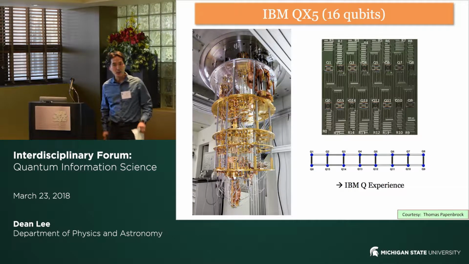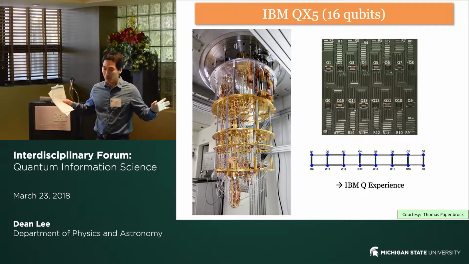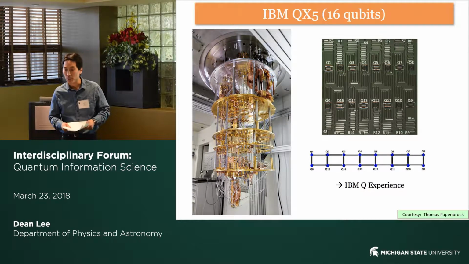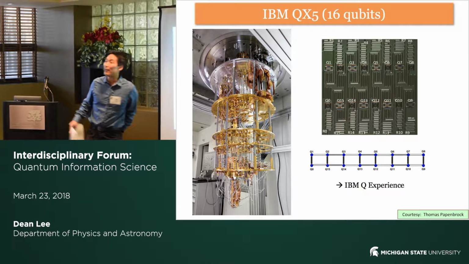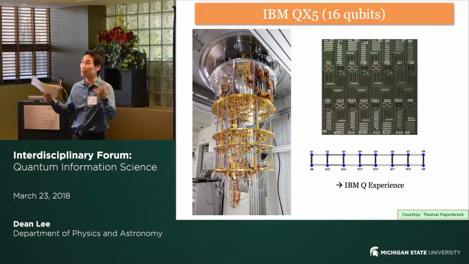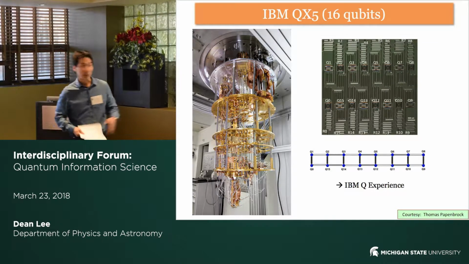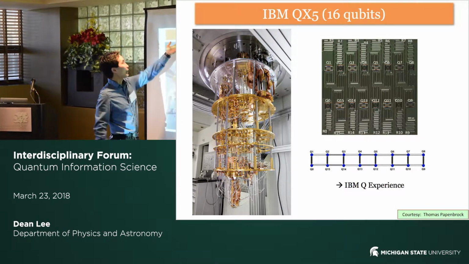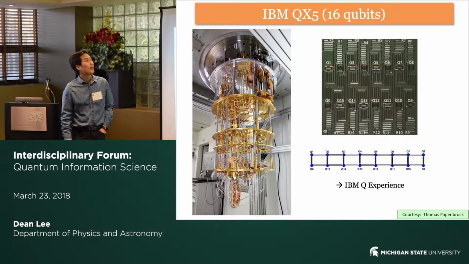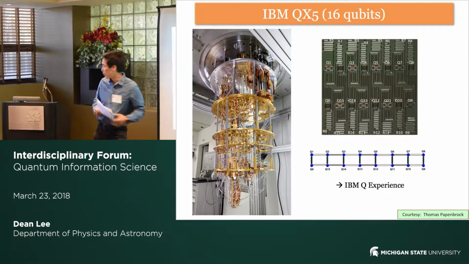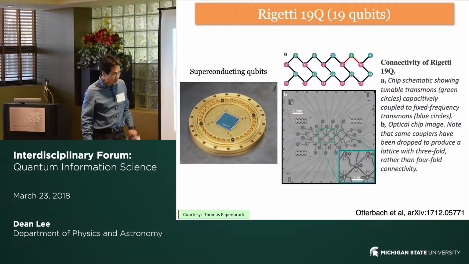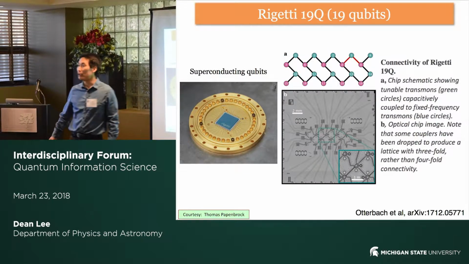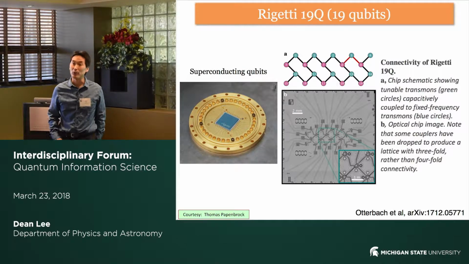So let me tell you about the mode that people working in nuclear theory are working in, for example, the Oak Ridge group. They are taking advantage of these cloud computing quantum computers, like the IBM QX5 with 16 qubits. There's also the Rigetti with 19 qubits. And these have been used in a couple of recent papers.